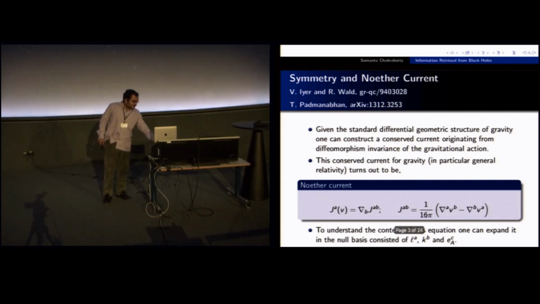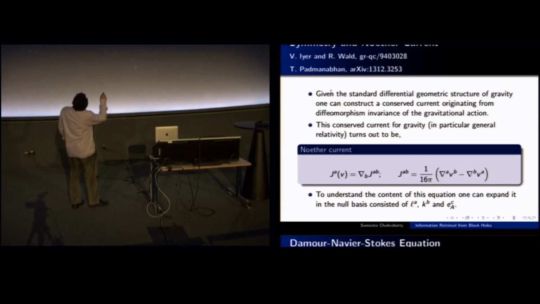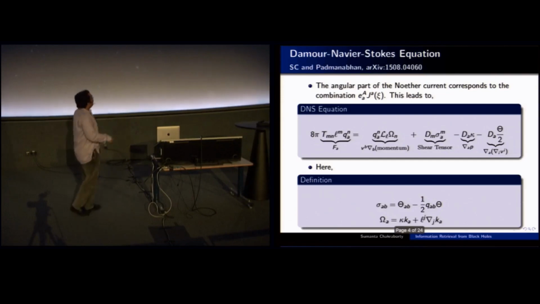So the first one corresponds to taking the J^A vector and contracting with this e^A, that's the angular part of the quantity, and that essentially can be written in a very nice form.